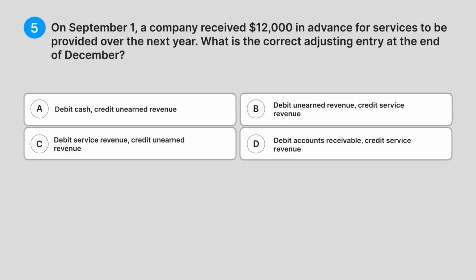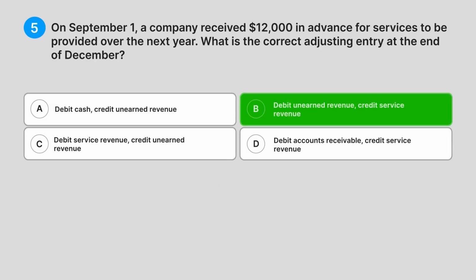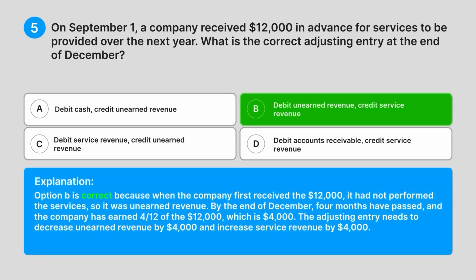Correct answer. B. Debit unearned revenue, credit service revenue. Explanation. Option B is correct because when the company first received the $12,000, it had not performed the services, so it was unearned revenue. By the end of December, 4 months have passed, and the company has earned 4/12 of the $12,000, which is $4,000.